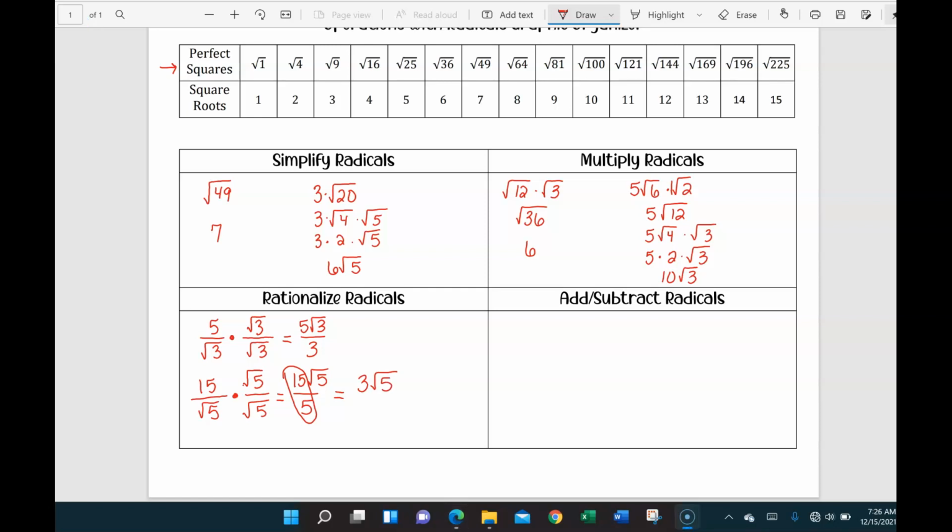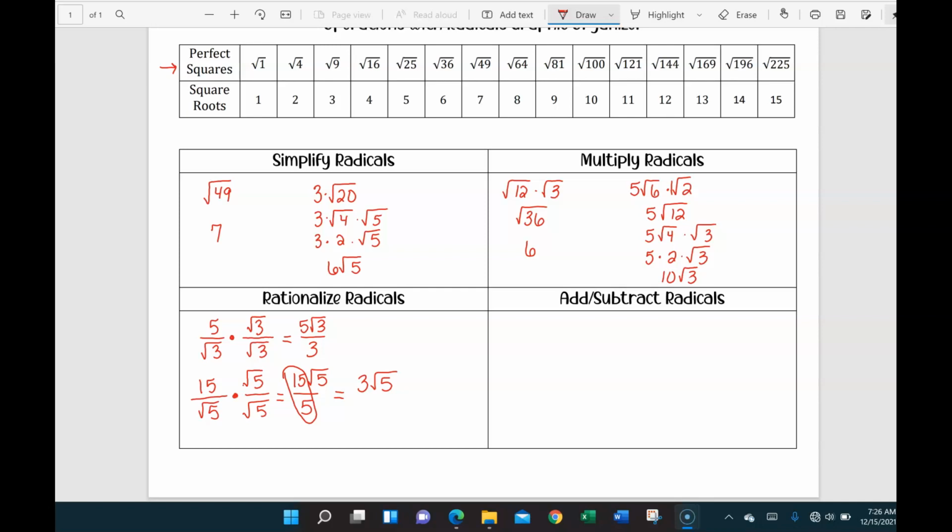Then when it comes to adding and subtracting radicals, this is actually kind of the opposite process of what we do with multiplying. With multiplying, we multiply first, then we simplify. But when we add or subtract radicals, we want to simplify, if needed, first, and then we perform the adding or subtracting. When we add and subtract radicals, we also have to make sure we add or subtract like radicals.